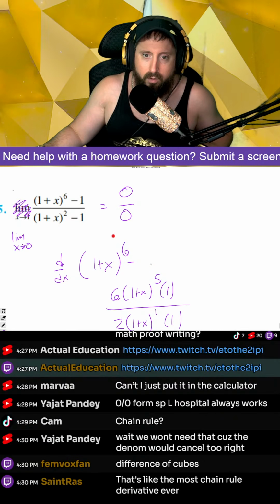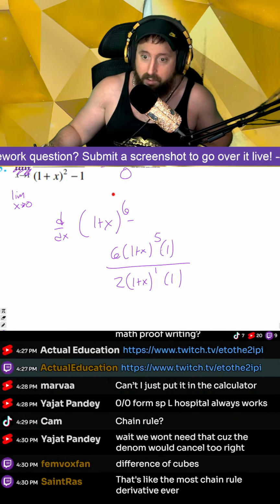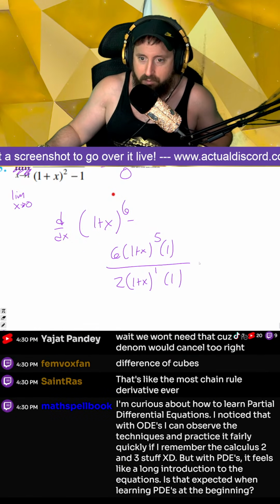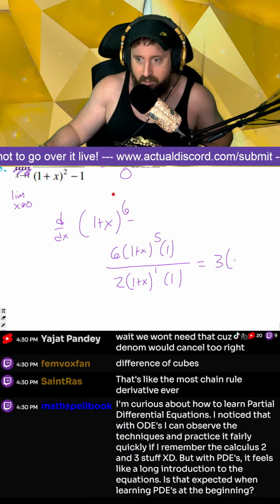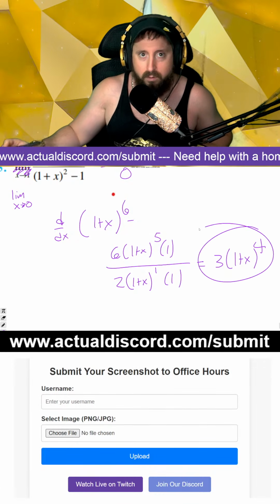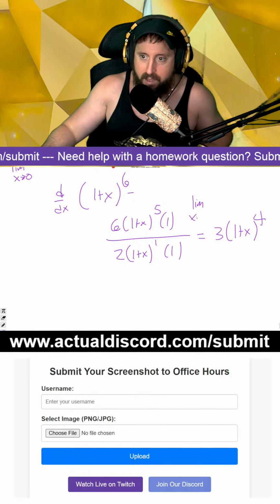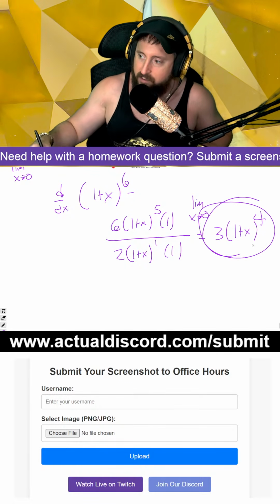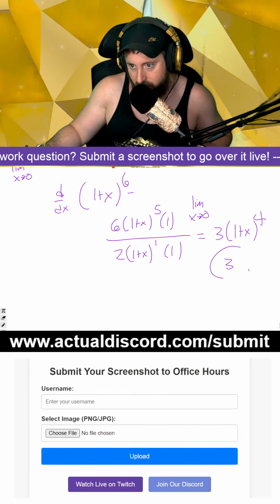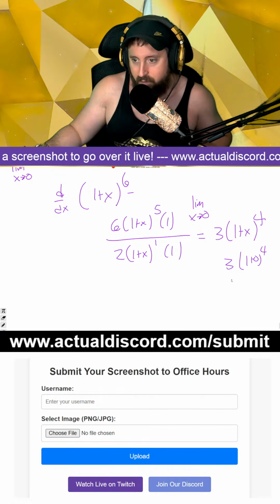Exactly. Well, we need to do L'Hopital's rule at least once. We don't need to do it twice, because the nice thing here is I think this now cancels out with this, right? So now you end up getting 3, 1 plus x to the 4th. And this is totally cool, right? So now the limit as x approaches 0 of this is something that's finite, right? This is just going to be equal to 3, because 1 plus 0 to the 4th is just 1. So you just get 3.